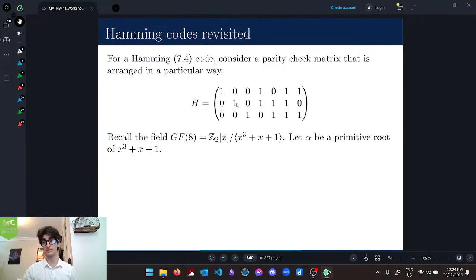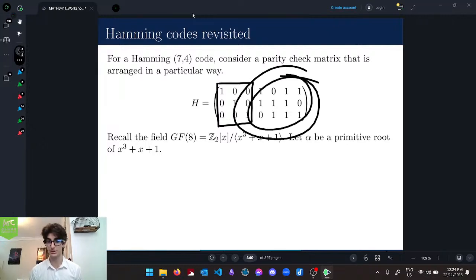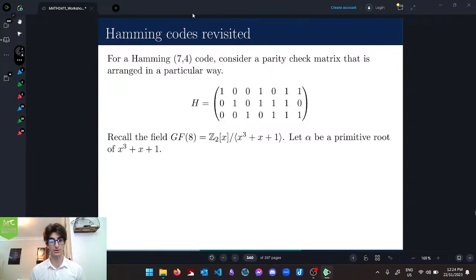So getting straight into it, we've got a Hamming 7,4 code, so just revisit some Hamming codes. Let's consider this parity check matrix. It's arranged in a particular way: the matrix is an identity matrix followed by any sequence of vectors. So then recall the field GF of 8, which is Z2 in terms of x, modulo, or quotient of x cubed plus x plus 1. And let alpha be a primitive root of that polynomial.